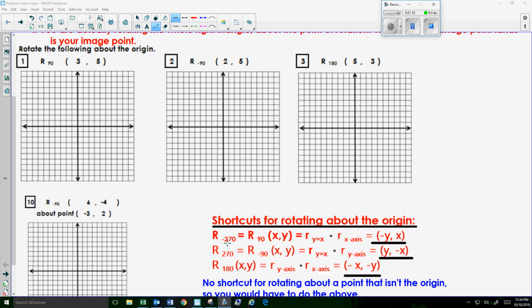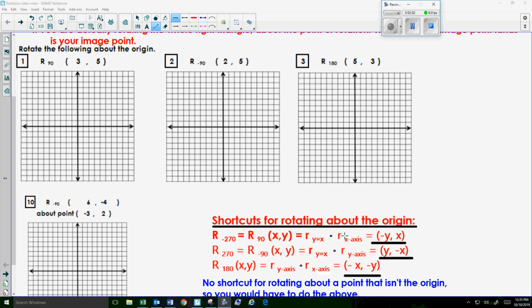So when you're looking down here, it says rotation, where capital R stands for rotation. The subscript is the degrees. Rotation of negative 270 degrees. So negative 90, negative 180, negative 270 is right here. Well, you should know that negative 270 is the same thing as a rotation of positive 90 degrees. That's why you see that right here. Okay. And then here would be the shortcut for it. If you start with (x, y), wherever the point is, the final answer is (negative y, x).